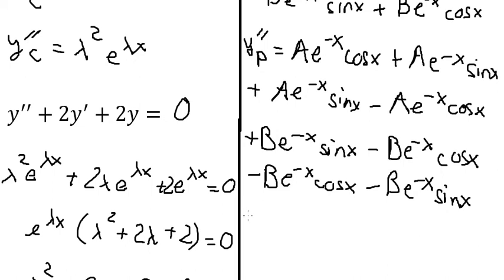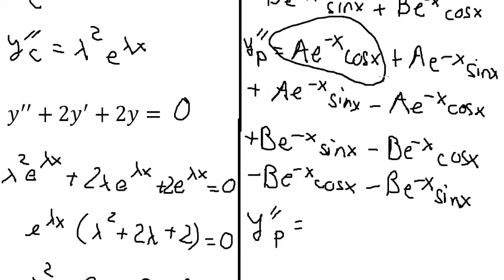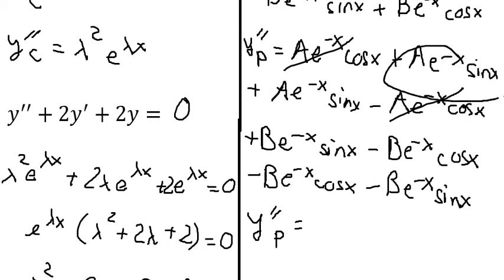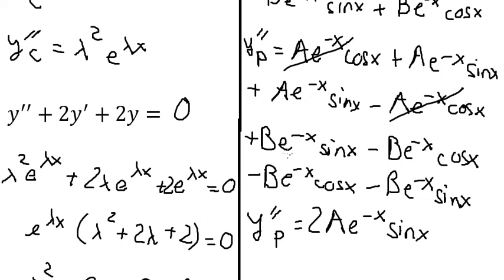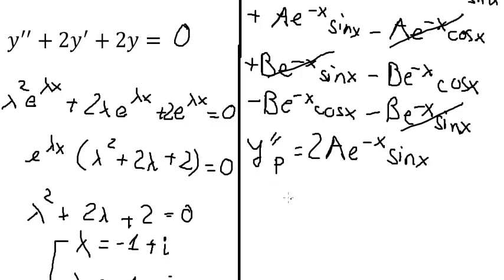And now we need to simplify the second derivative. So we have this one minus this one. This one we cancel. A e to the power of negative s sine s with this one in here, so you get 2a e to the power of negative s sine s. Now this one with this one we cancel. Negative b, and we get negative 2b e to the power of negative s cosine s.